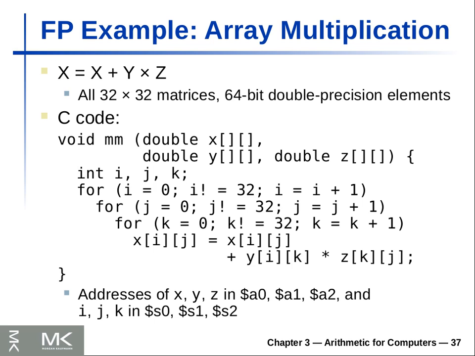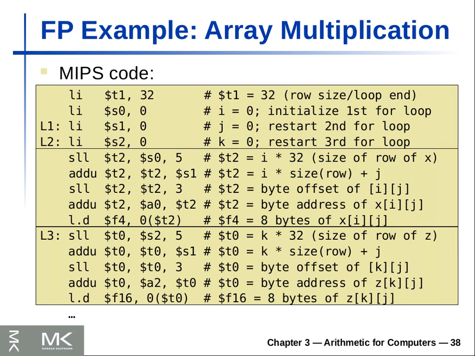All right. So the fun ones, IJK. Hopefully this formula makes some sense, how we're doing matrix multiplication. We'll say addresses of x, y, z are in argument 0, argument 1, argument 2, and IJK are in the saved 0, 1, and 2. All right, great. So how does this look in assembly? Oh god, this looks terrible, but it's not gross.